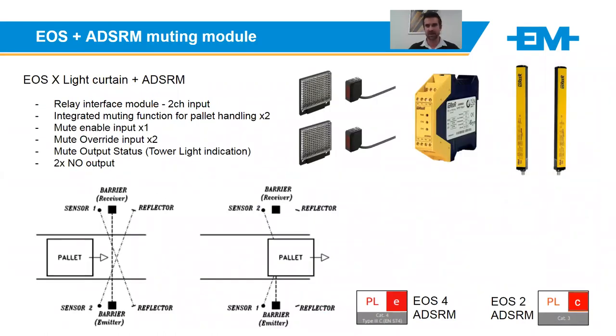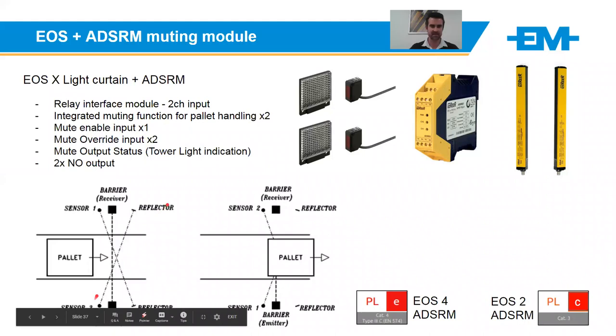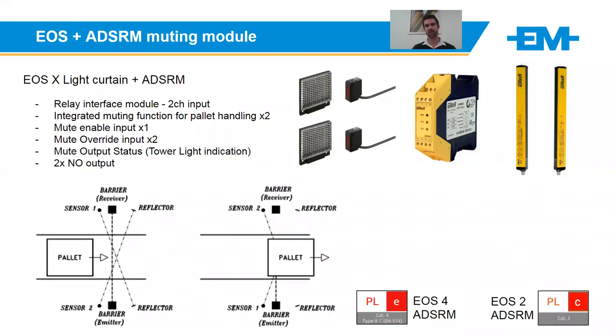Also, another extension of our light curtain systems would be the ADSRM, the muting module, as well as some muting sensors. As you can see from the little diagram below, you would have two retroreflective sensors, as we've discussed earlier, and they will form part of the muting of that light curtain. So the ADSRM will accept the sensors in, and if the sensors are made and broken at the correct time, then a muting signal goes into the ADSRM, and it will mute the light curtains from triggering the output fault. That's one way to achieve it. So that's the ADSRM, the muting module, with extra photoelectric sensors to add that functionality to our standard EOS light curtains.